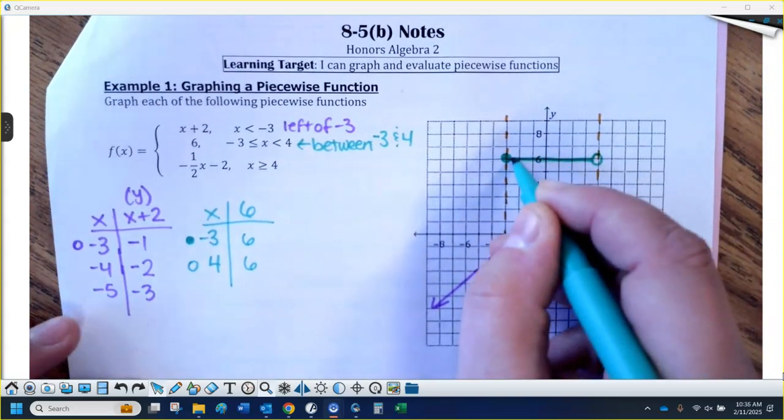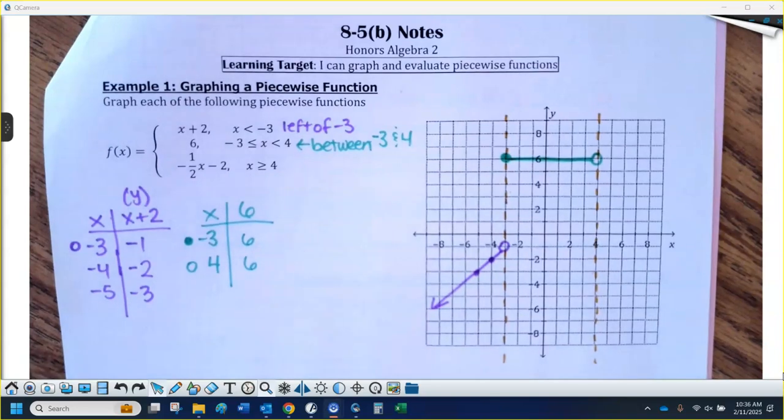And then we're just going to play connect the dots between the 2 points. So that's the second piece. Horizontal lines are my favorite because we don't really have to think about it too much.